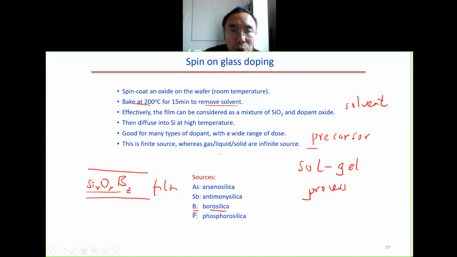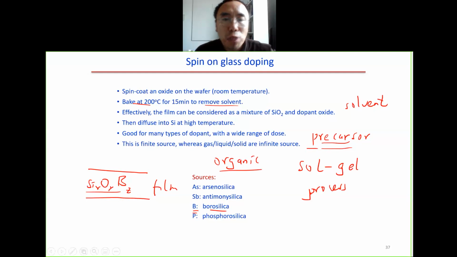There are also some organic groups, because this precursor contains some organic things. But when you do this high temperature process, those organic components will be burned away, decomposed. But that's good for many types of dopant, and it's a very cheap way. You do not need any equipment. You just do the spin coating. You do the high temperature process. Then the doping will be done.